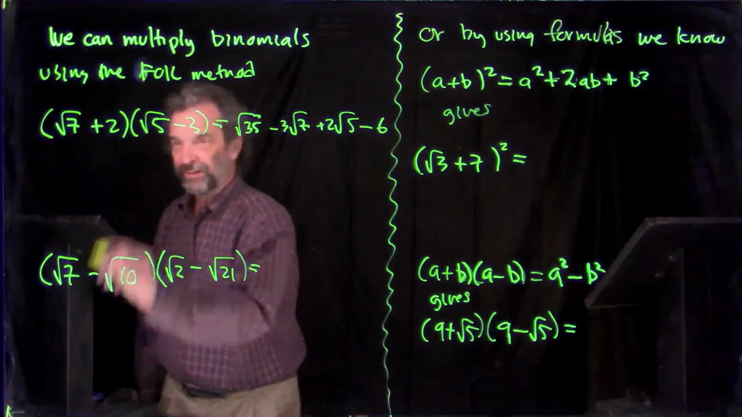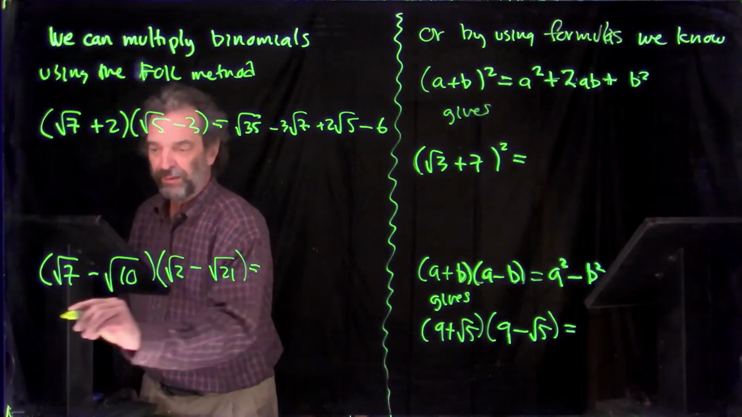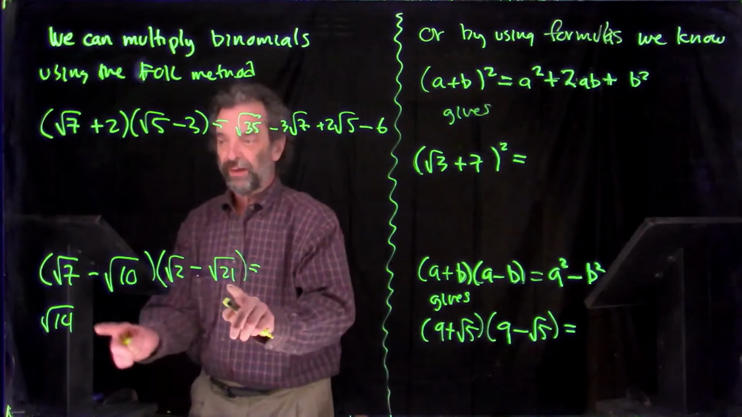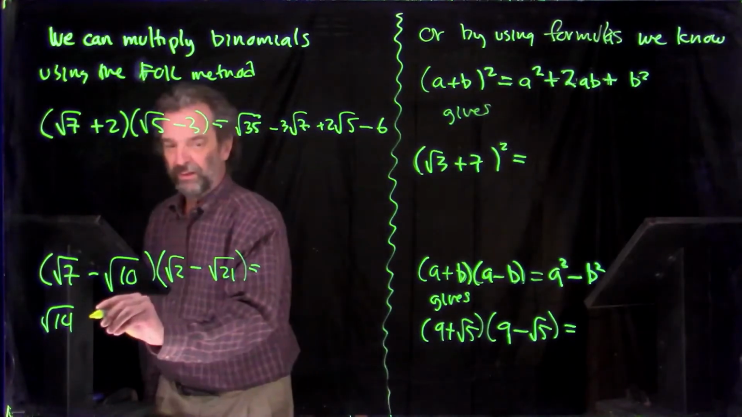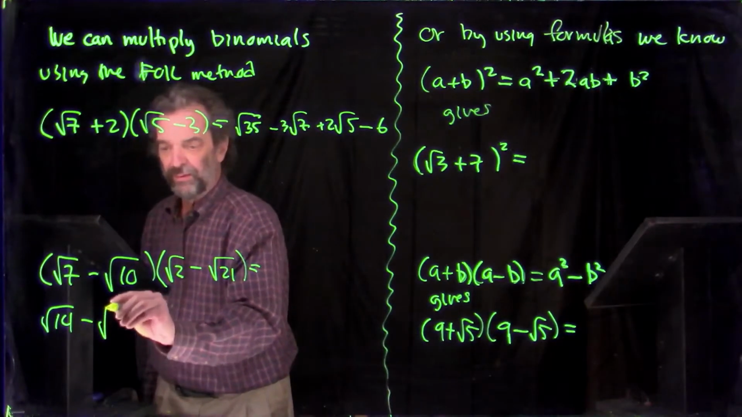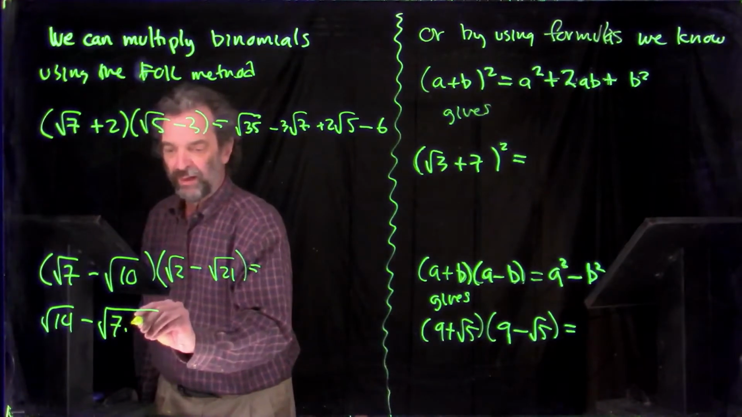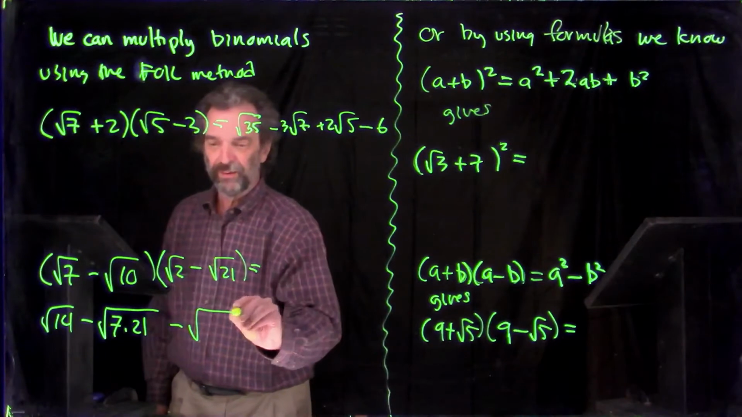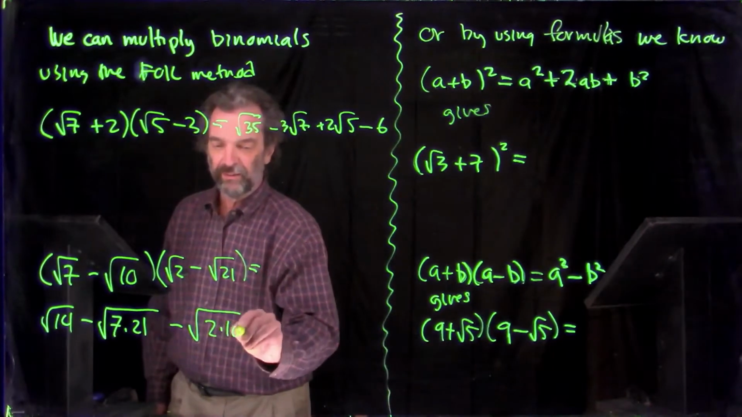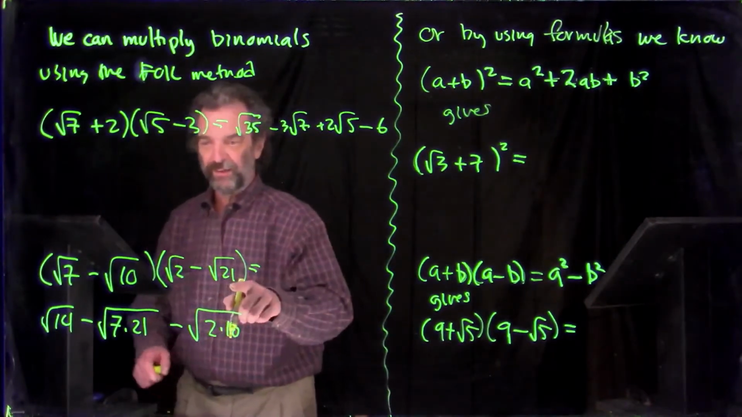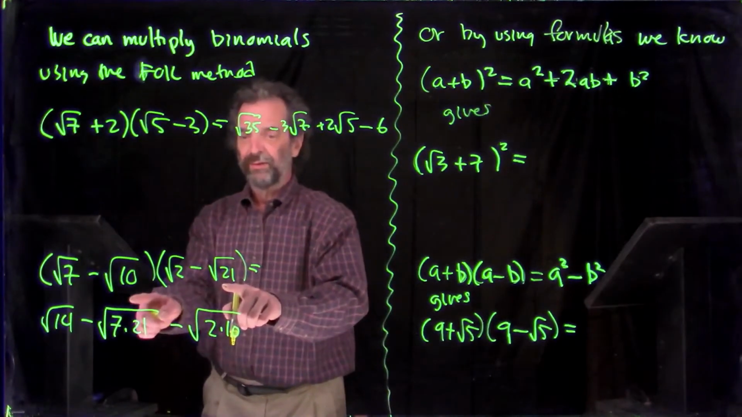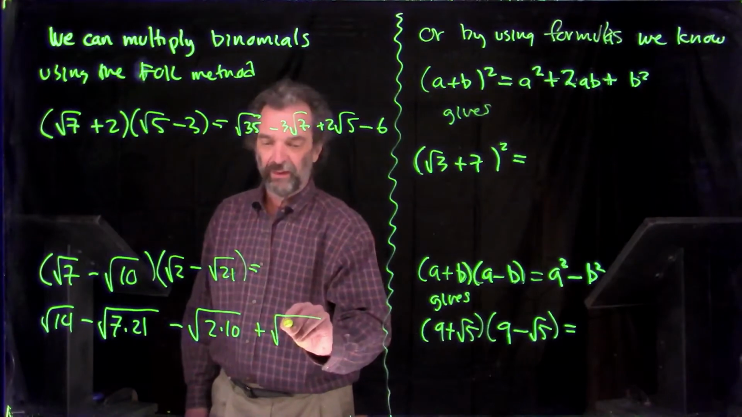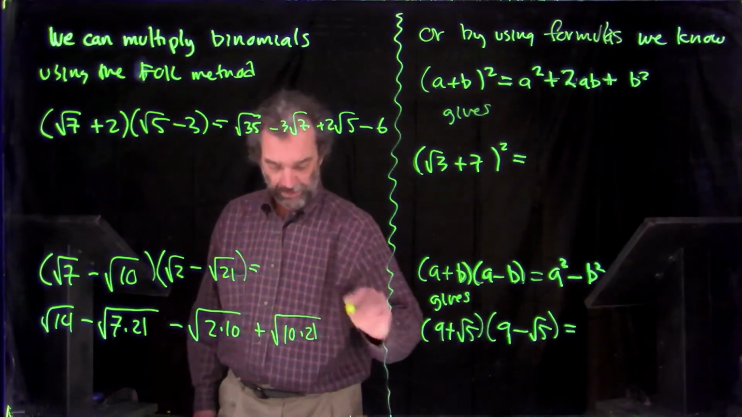Maybe I'll write it down here. It looks like I have plenty of space. So this first one, square root of 14. And then it's the outside ones, minus the square root of 7 times 21. Then the inside, minus the square root of 2 times 10. And find the last two, plus the square root of 10 times 21.